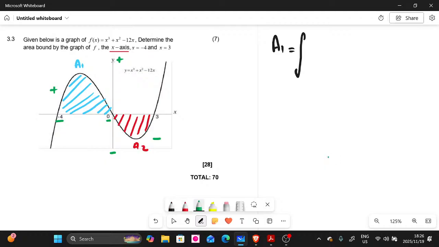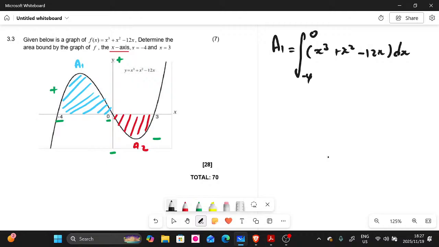So now the bigger number is the one that's going to be the upper limit. The lower number is going to be the lower limit. So between 0 and -4, the bigger number is 0. I hope you can see that. And -4 is going to be the lower limit. Then inside here, you write f of x. Our f of x is x cubed plus x squared minus 12x, and then close bracket, then dx. I hope you can see this one.